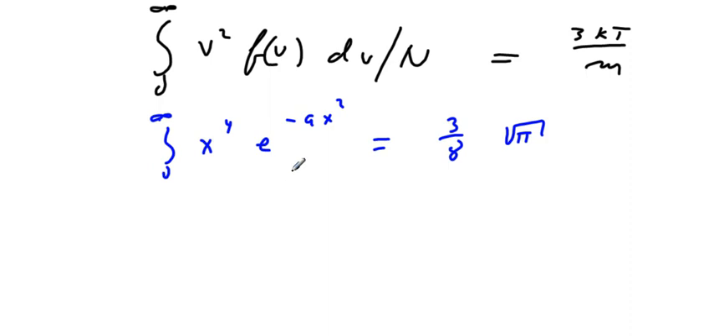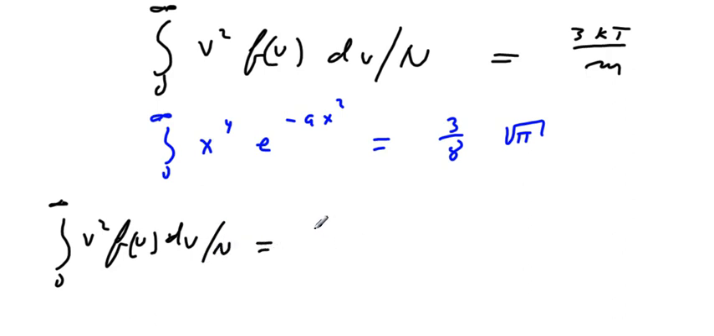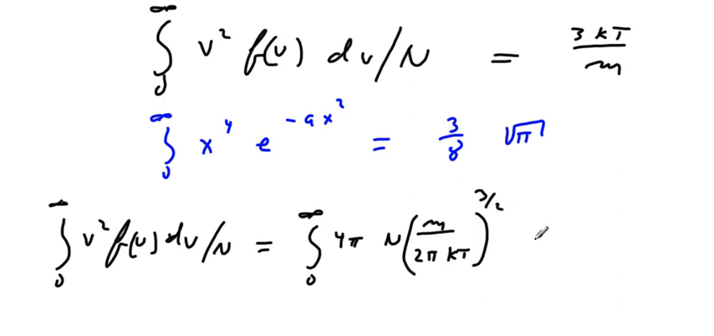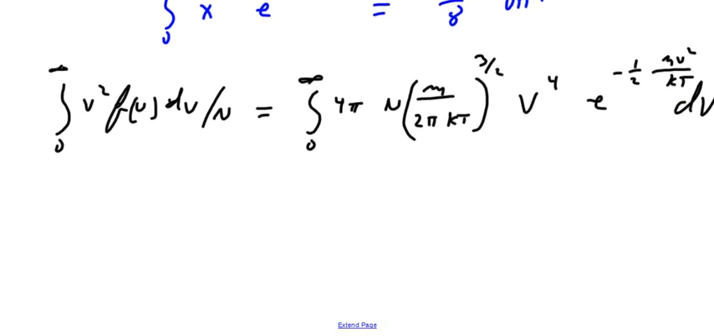All right, so the integral from 0 to infinity of v squared times the function of v, dv, divided by N is going to equal the integral from 0 to infinity of 4πN times m over 2πkT raised to the 3/2, times v to the 4th, e to the minus 1/2 m v squared over kT, dv. All right, so we did that.